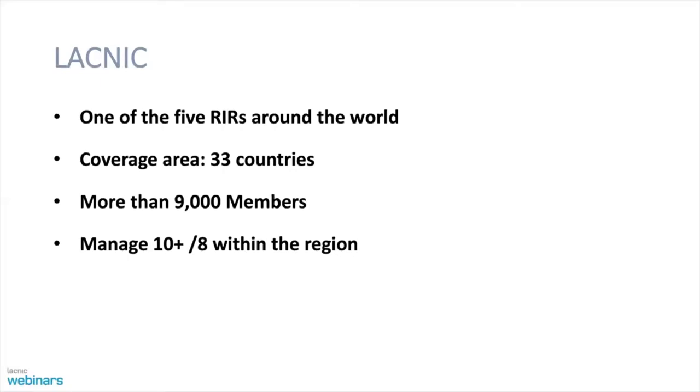Currently, all organizations that receive IPv4 or IPv6 directly from LACNIC are members of LACNIC. So right now we have more than 9,000 members. And as I mentioned, as we are responsible for the distribution of IPv4 in this region, we are managing a little bit more than a /10, that is almost 170,000 IP addresses.